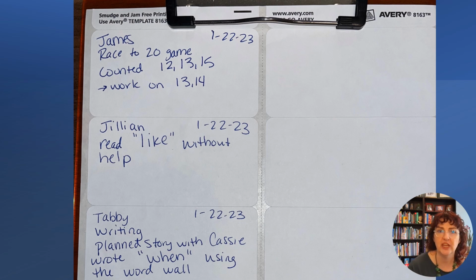So for example, for James, he was playing a game. I wrote down the name of the game. I wrote down which numbers, what he actually said. So he said 12, 13, 15, and then I made myself a note that I wanted to work on getting him to say 13, 14, 15. Jillian was reading, and I captured that she read the word "like" without help, and that was probably a word we were targeting at the time.